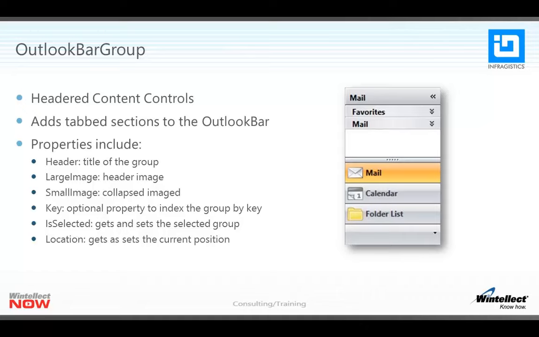The isSelected property lets you select a group in XAML or in code. Only a single group can be selected at a time. The location property allows you to query the current location of a group. This is useful because at runtime, your end users can move groups to different locations.